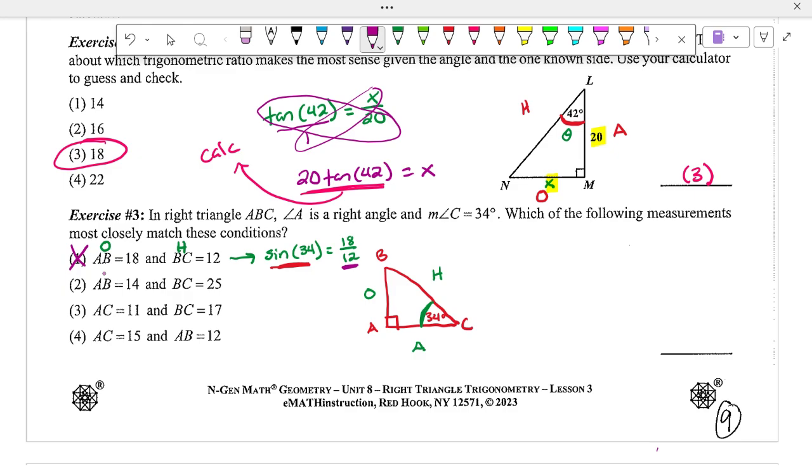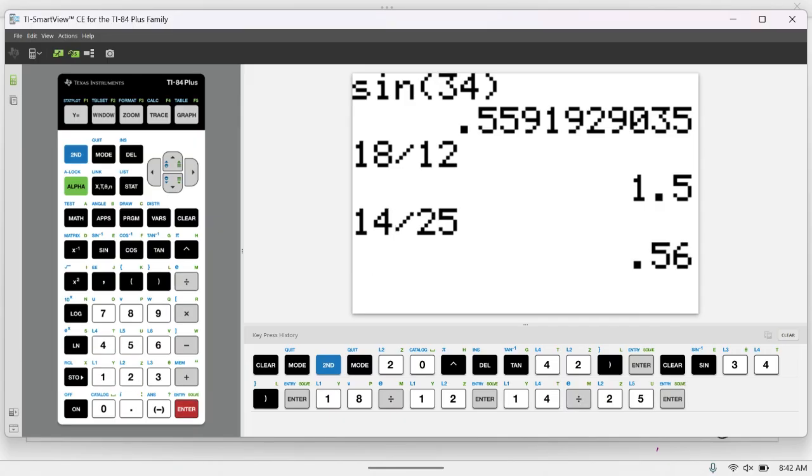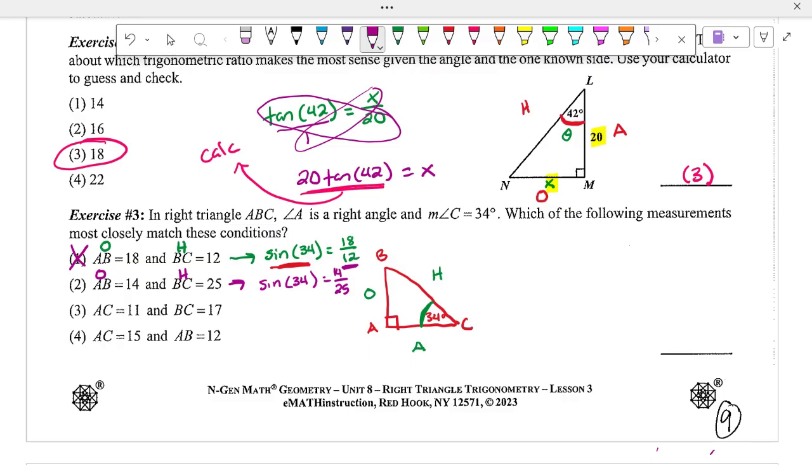Still dealing with AB and BC, so opposite and hypotenuse, so we're still dealing with sine. So I'm testing to see if sine of 34 is equal to 14 over 25. You should have already put sine of 34 in your calculator, so you just need to put 14 over 25 and see if it matches up. Does it match up, or is it pretty close? We're saying it's pretty close. 14 divided by 25 is 0.56, and sine of 34 rounds to 0.56. So we're thinking it's going to be number 2, but we still need to check the others.